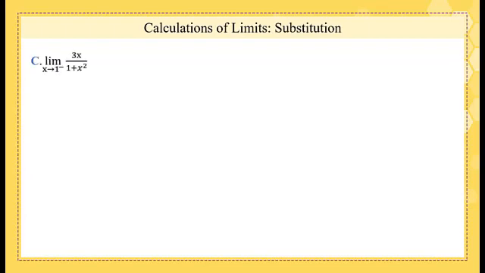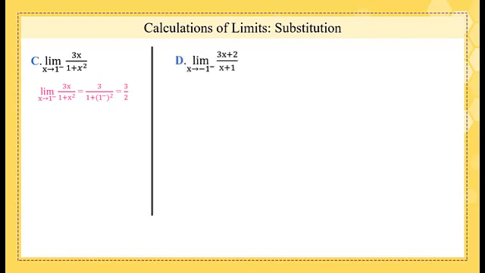A third example of some calculations of limits using substitution. The limit as x tends to 1 minus of 3x over 1 plus x squared. By substitution, you'll get 3 over 2 simply.